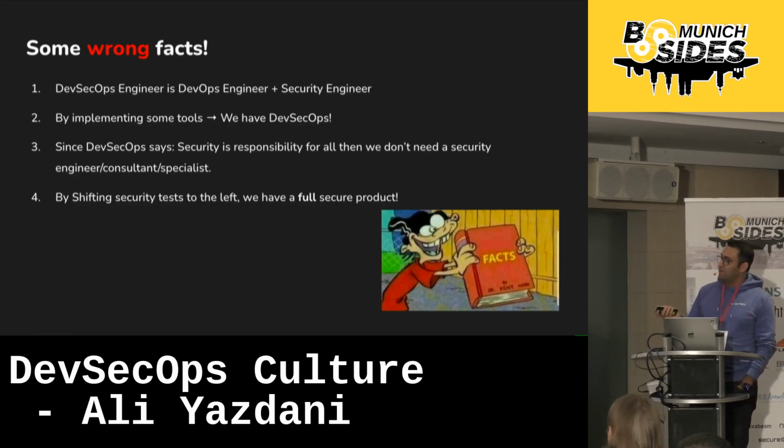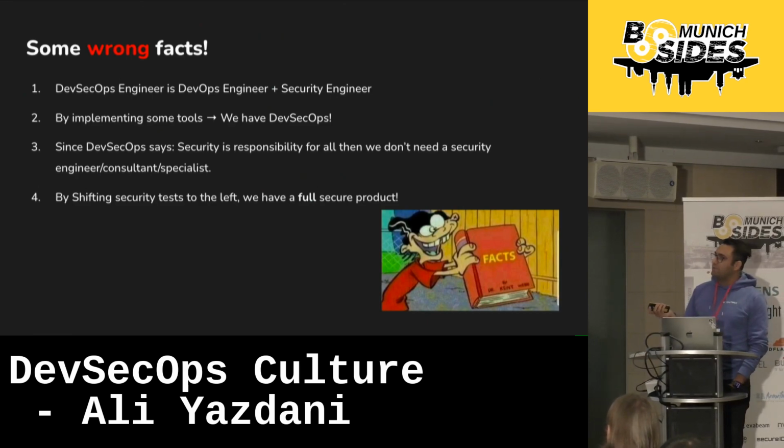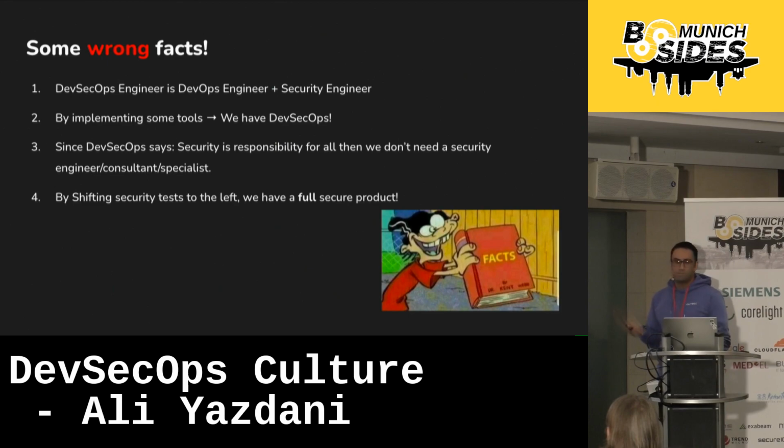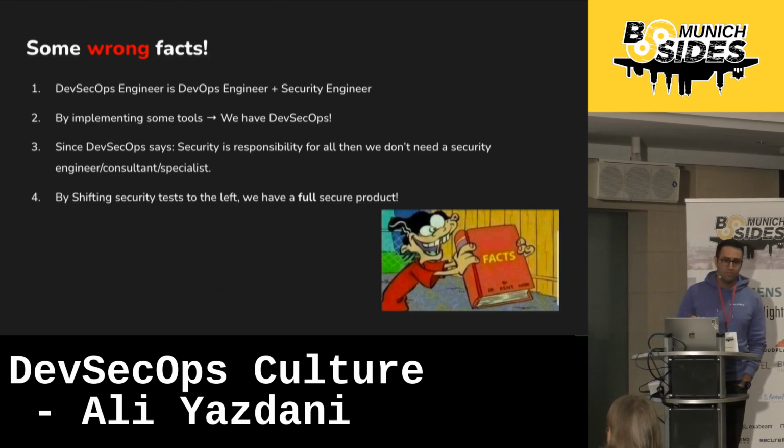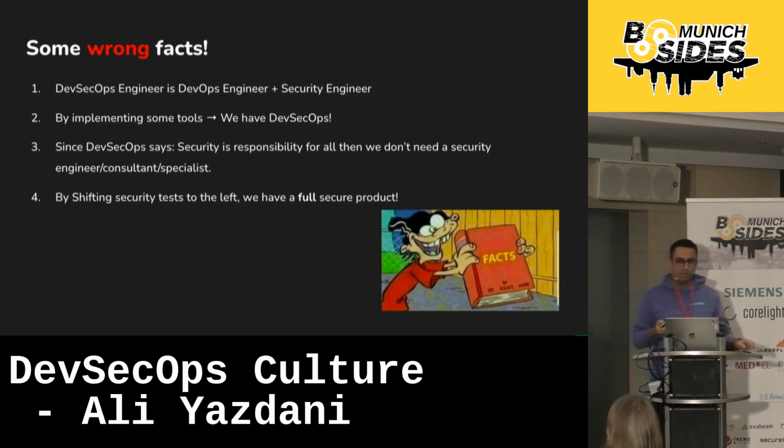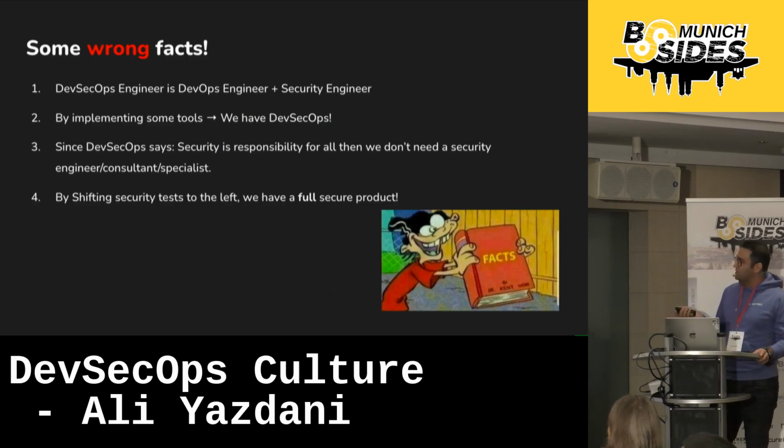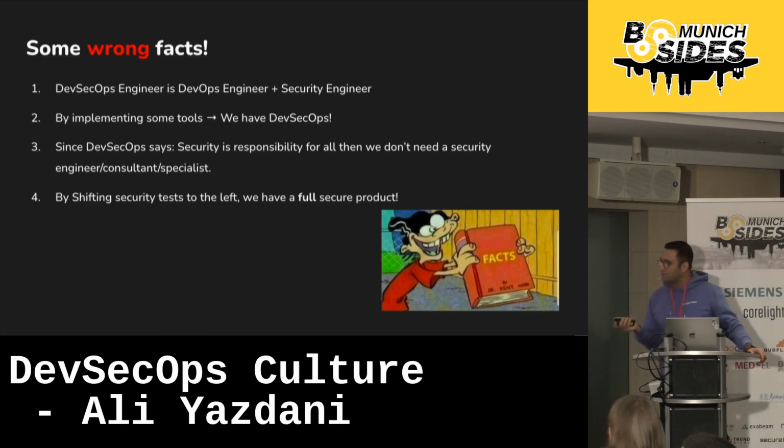And the second wrong fact is, by implementing some tools, we have DevSecOps, which is wrong. Tools are not enough, and we will see why. And the third one is, since DevSecOps says security is the responsibility of all of them, let's kill all of the security engineers and consultants, or lay them off. It's cost saving time.